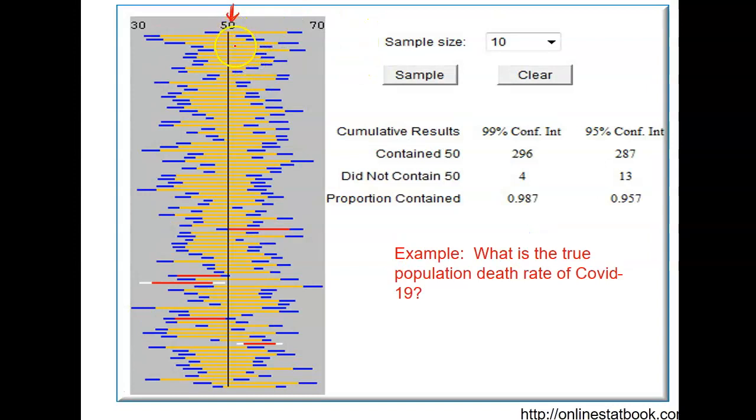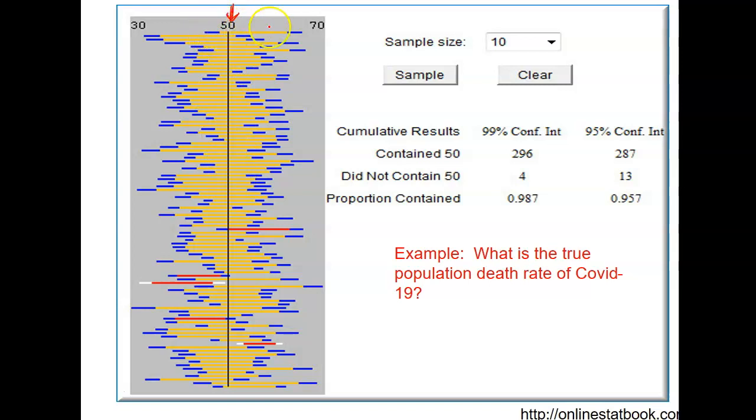So I want to take a minute to look at this. This is a simulation of a confidence interval. Basically, we're trying to estimate some kind of population parameter. For instance, an example might be: what is the true population death rate of COVID-19? We've all been trying to find this out, and different samples and different studies come out that say different things. So basically, there is some given death rate of COVID. We don't know what it is, and that's what we're trying to estimate. That's going to be represented by this vertical line here.